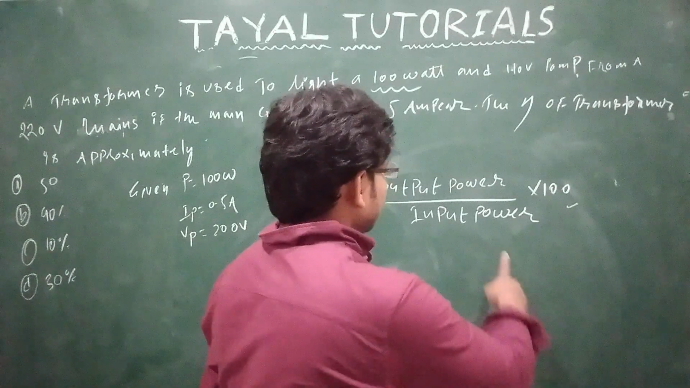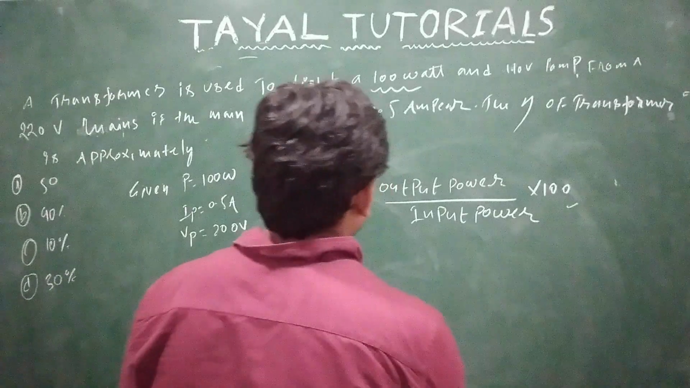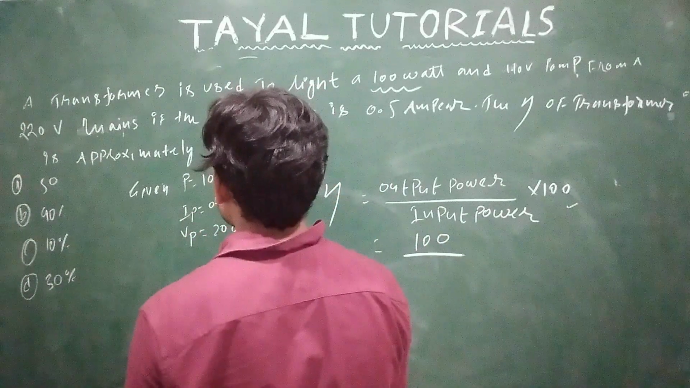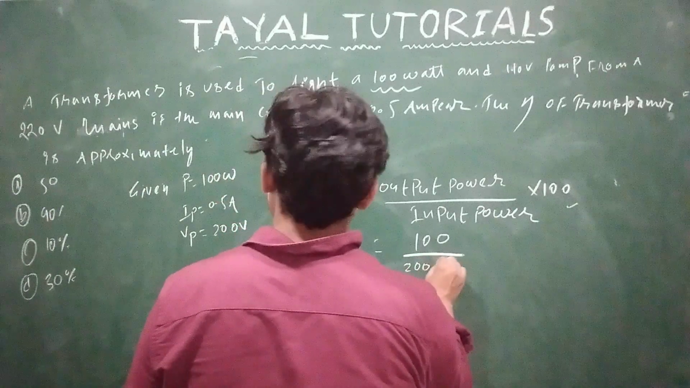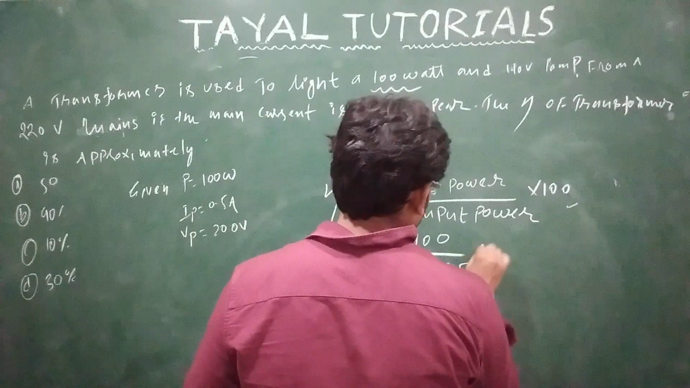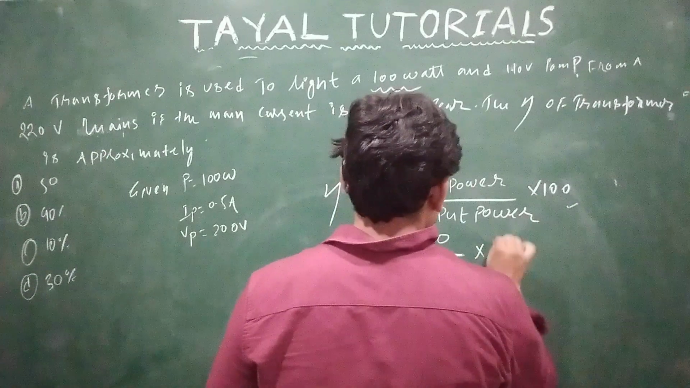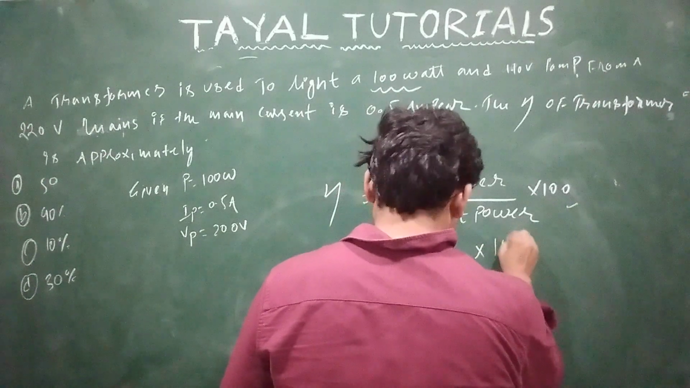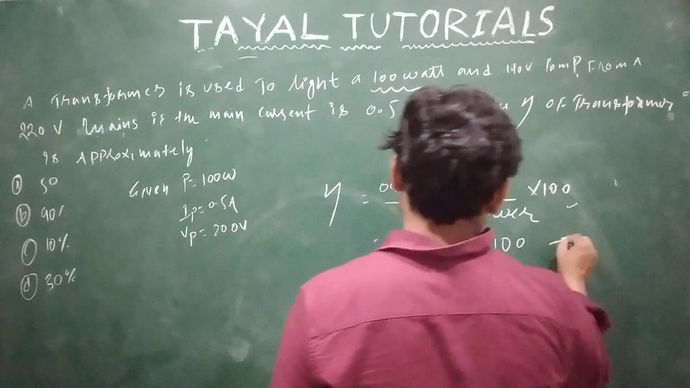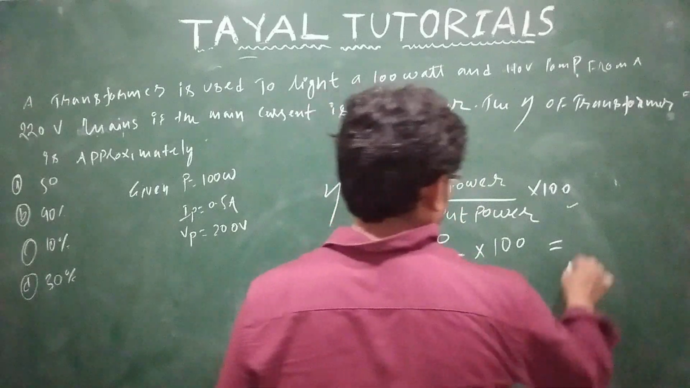So output is your 100 upon input, which is your 200 into 0.5, into 100. After solving, you will be getting that value, which is your 90%.